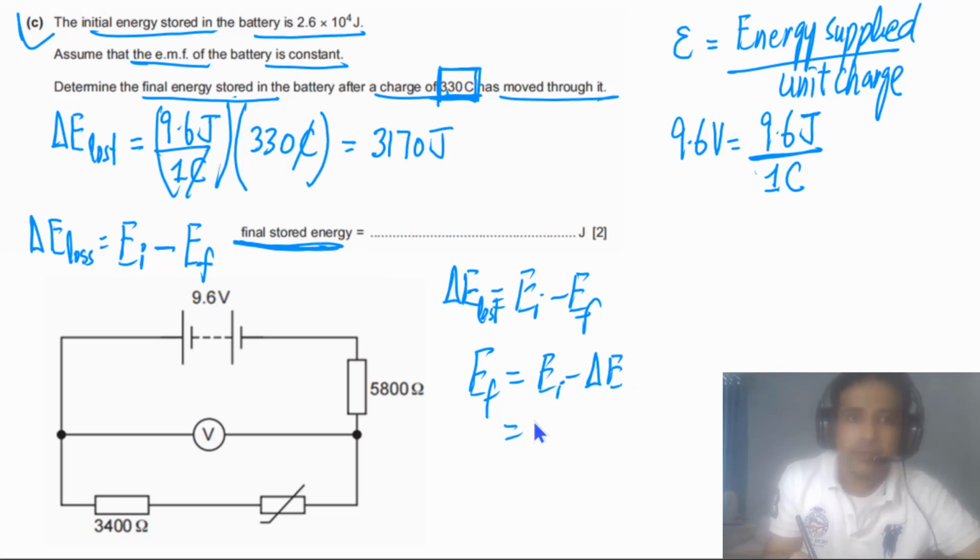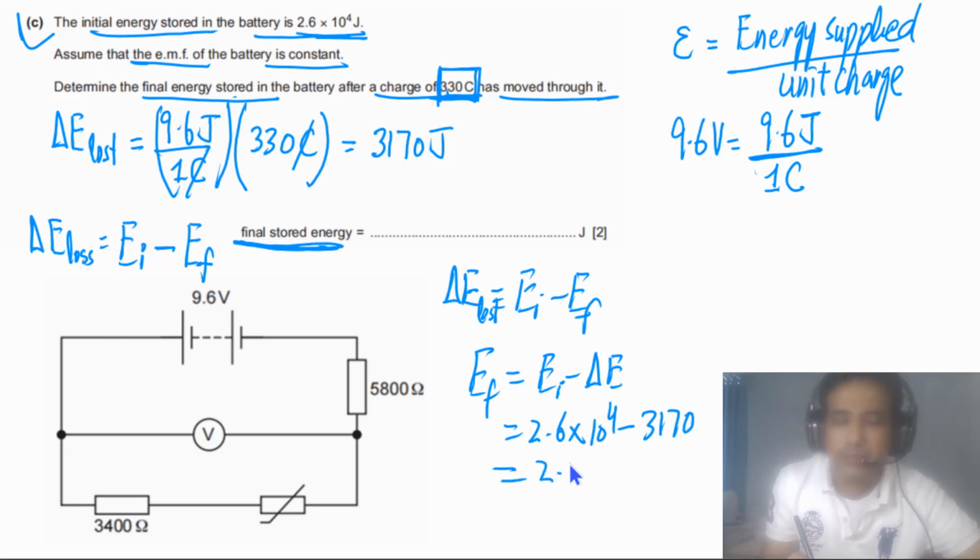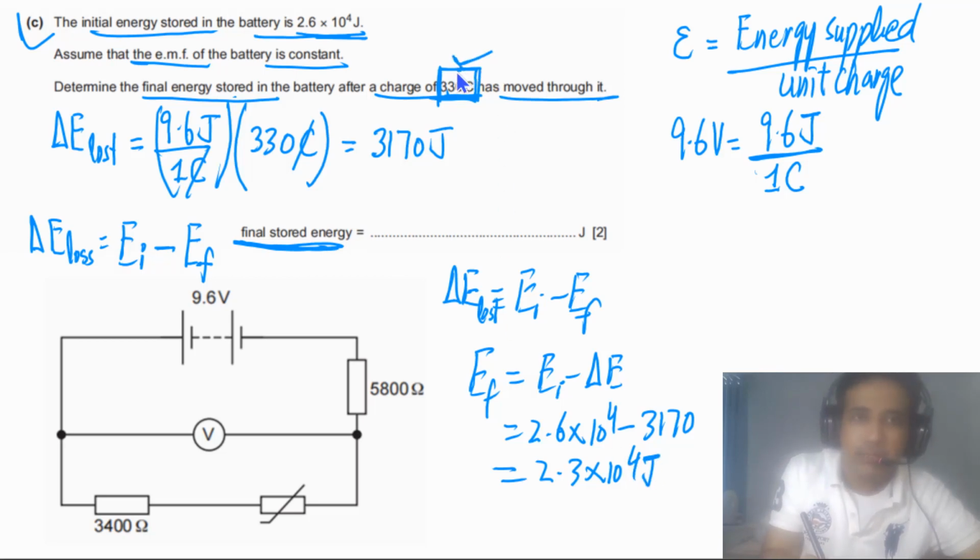So we have the initial amount of energy that was stored in the battery, that is equal to 2.6 times 10 to 4. And the energy lost we have is 3170. So the remaining amount of energy we will have is equal to 2.3 times 10 to 4 joules. So this much energy is remaining in the battery after this amount of charge has passed through the battery. So this is the meaning of EMF. So the final answer is 2.3 times 10 to 4 joules. This is how you need to answer.